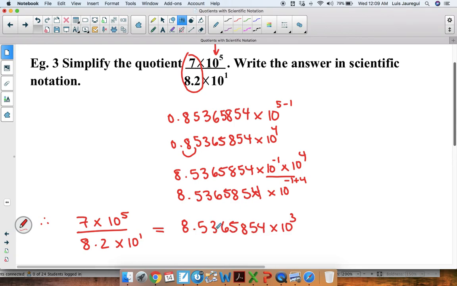So in this video, we analyzed quotients with scientific notation. Notice that we used technology to do the division of the numbers, and then we used properties of exponents to simplify. And eventually we were able to rewrite the numbers in scientific notation.